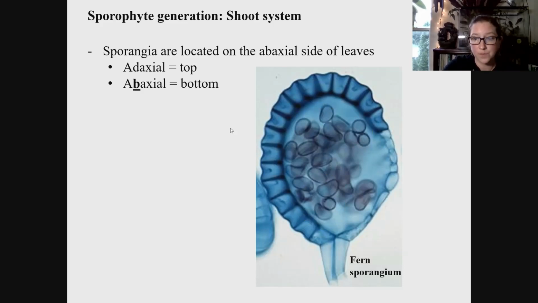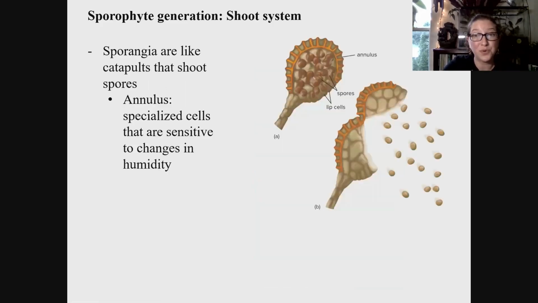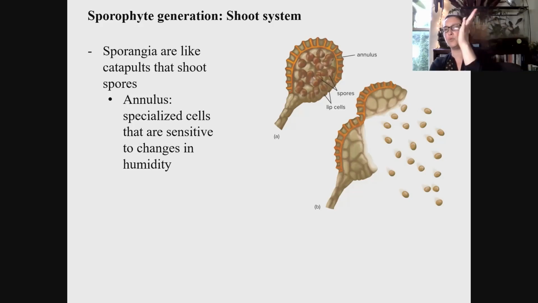Okay. And what's super cool about fern sporangia is that they act like a catapult. So I don't know if you ever watched anything like Game of Thrones or Vikings, where people use catapults. A catapult is usually a wooden thing that you put a big rock on, and then you pull it back, and you release it, and it shoots the big rock out. So ferns actually, their sporangia does that. It actually shoots like a catapult.